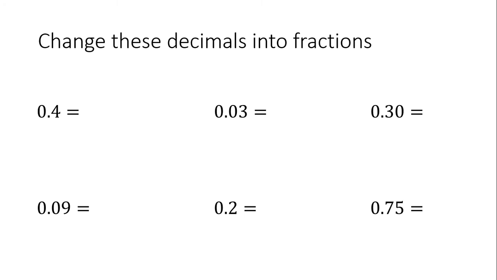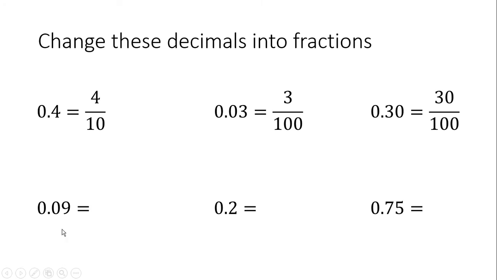Okay, welcome back. In the top left, we've got 0.4, and 4 is in the tenths place, so the answer is going to be 4 tenths. In the top middle, we've got 0.03. 3 is in the hundredths place, so the answer is going to be 3 hundredths. In the top right, we've got 0.30. Okay, so this goes all the way to the hundredths place, so 30 hundredths.